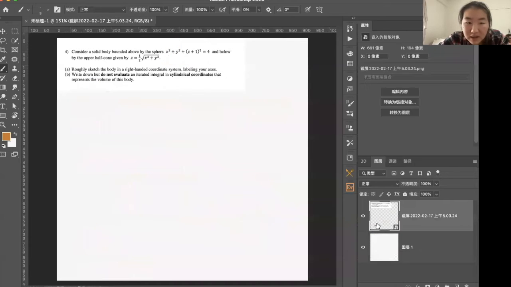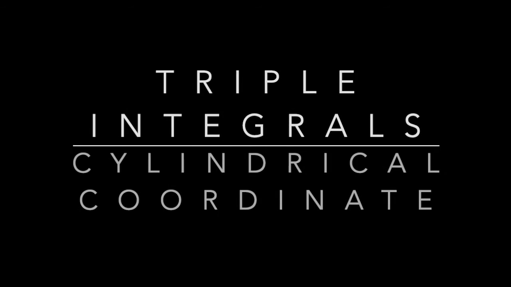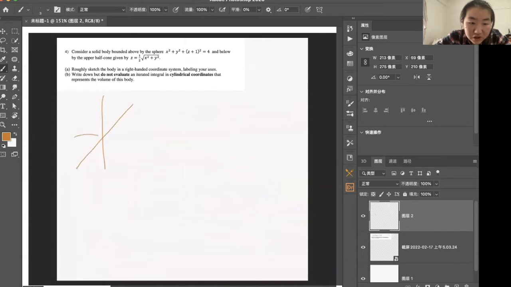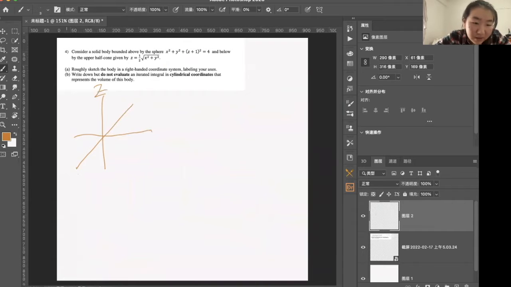So welcome. Today we are going to talk about triple integral in cylindrical coordinate. And we are doing one of the practice problems. It tells you to sketch the situation, sketch what happened right now. No matter what, when you see a triple integral question asking you for a value, always draw a diagram because it's easy to see.